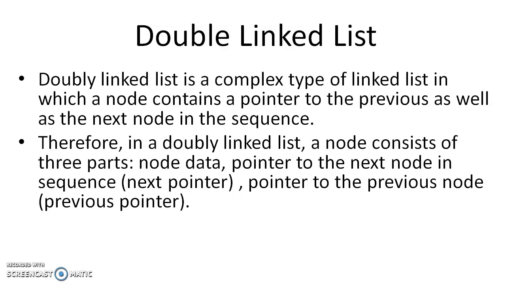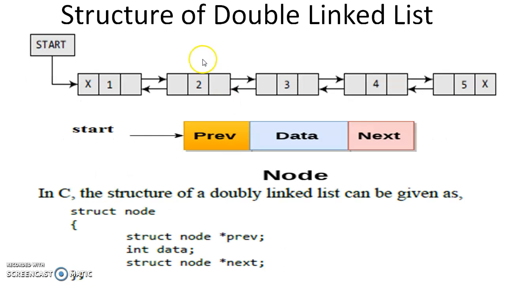Therefore, in a double linked list, a node contains three parts. The first, as usual, is the node data. The second is the pointer to the next node in the sequence, that is the next pointer, and the third is the pointer to the previous node, that is the previous pointer. If you see an example for the structure of the double linked list, consider that the list contains data 1, 2, 3, 4, 5. Initially start is pointing to the first node, the first node is pointing to the second one, and like that every node is pointing to the previous node and the next node.